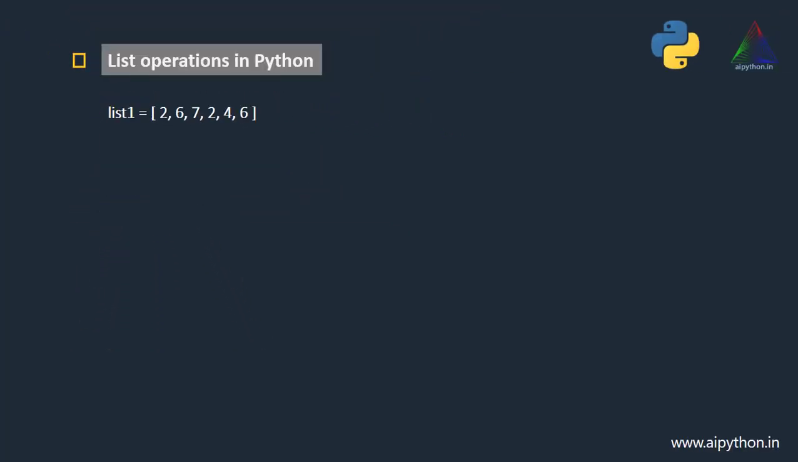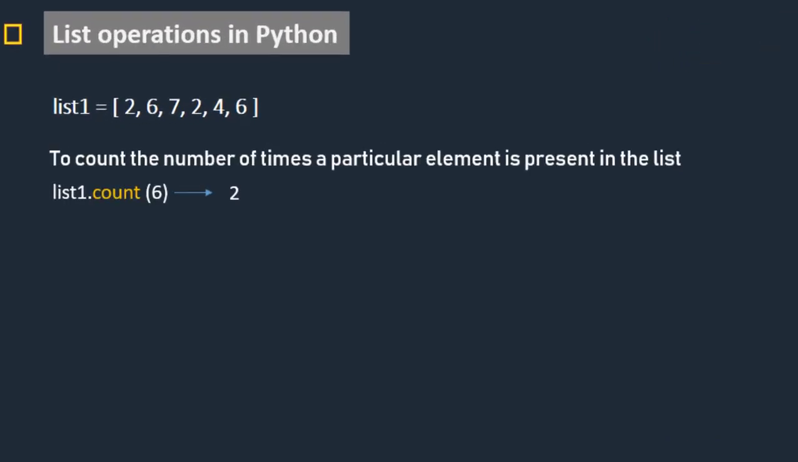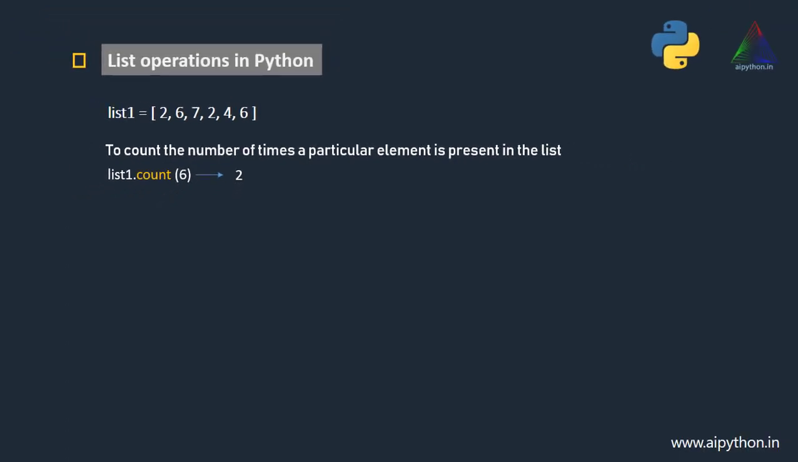Now we'll see the various list operations. Apart from deleting, adding and removing the elements, we'll see other operations which can be used with the list. To count the number of times a particular element is present in the list, Python has a command called count. So we'll write an example.